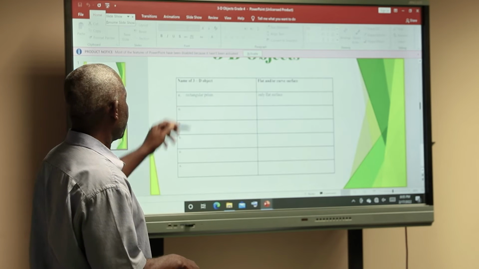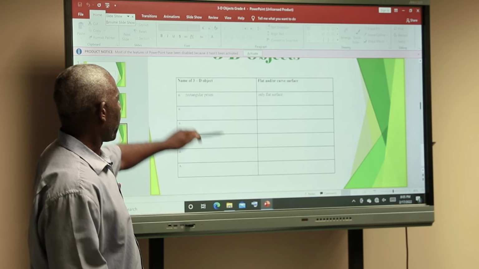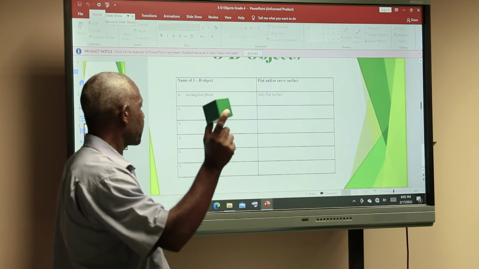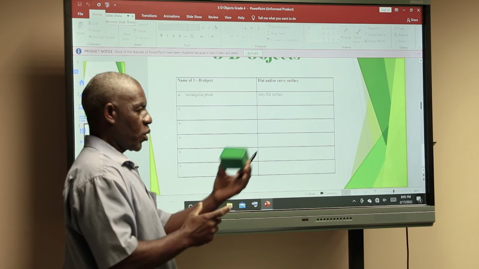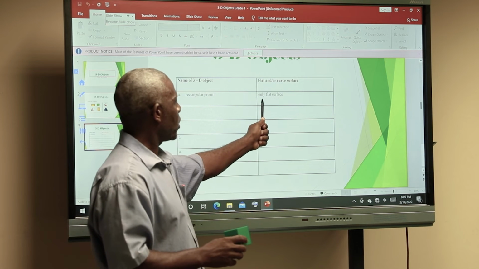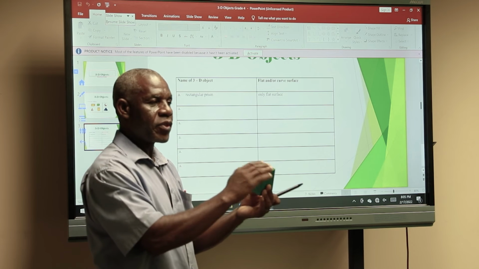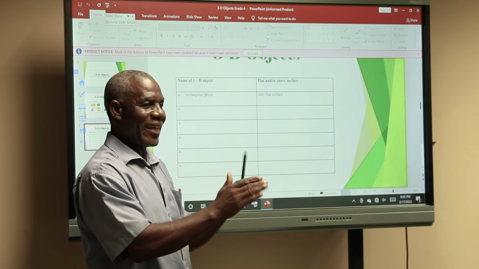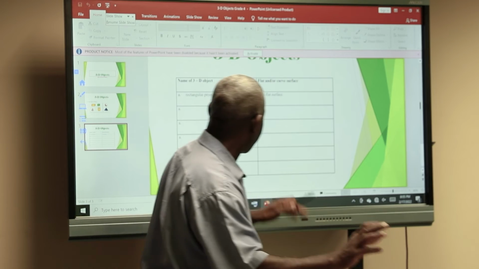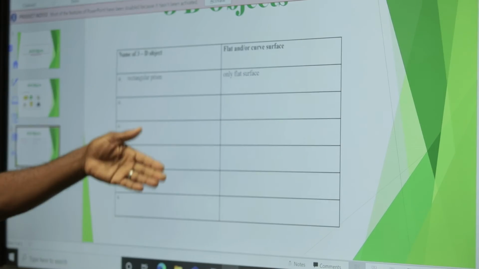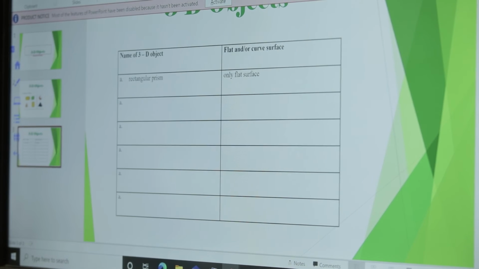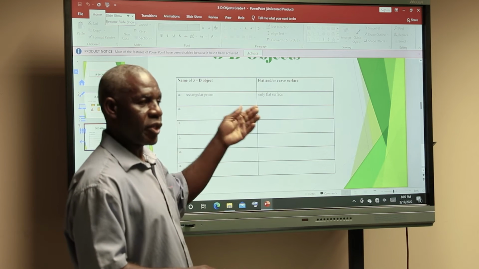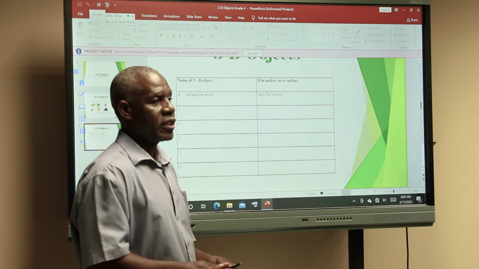For example, here I've got one such activity where a learner is supposed to identify a 3D object. Here it is, which is a rectangular prism. So the learner is able to say whether it has only flat surfaces. Like now, you can see this rectangular prism has only flat surfaces. So once we are done with this, expose your learners to as many such activities as possible. Your learner workbook will help you with such activities.